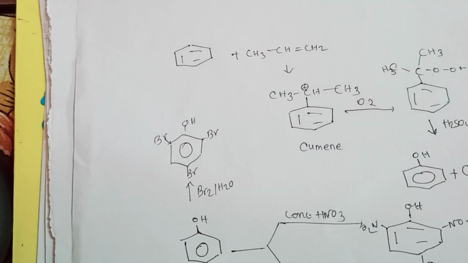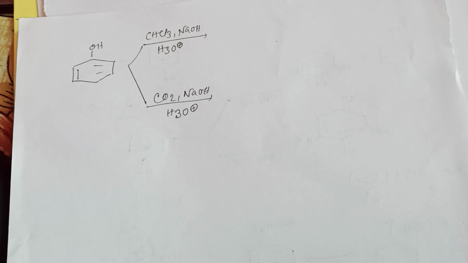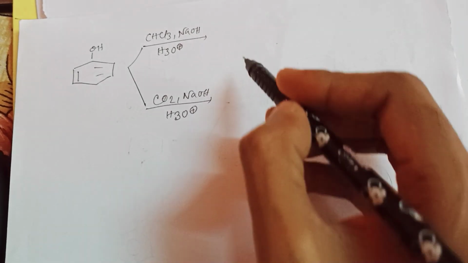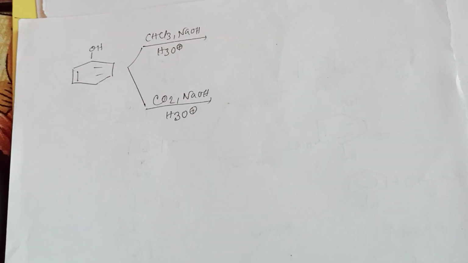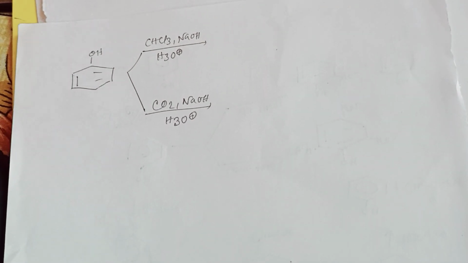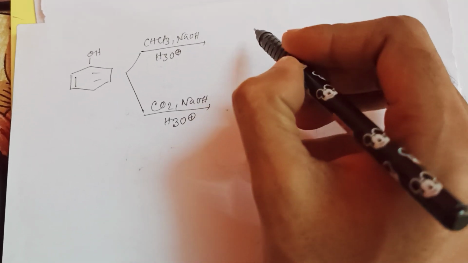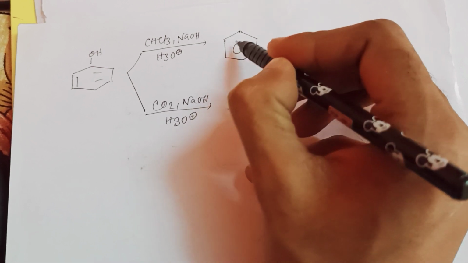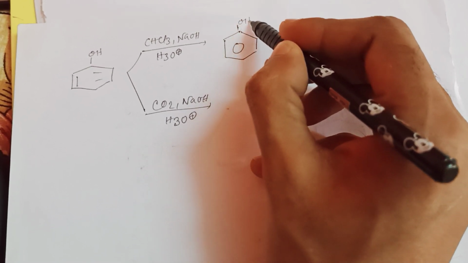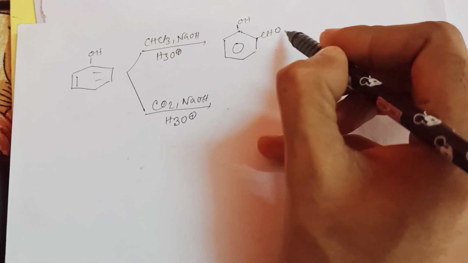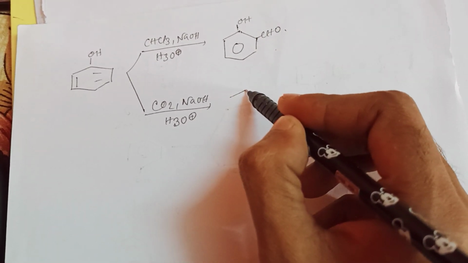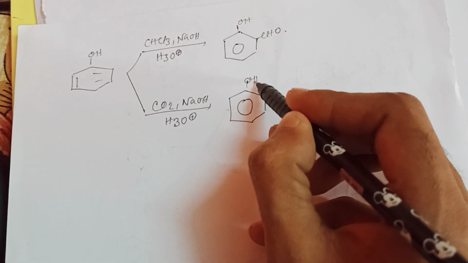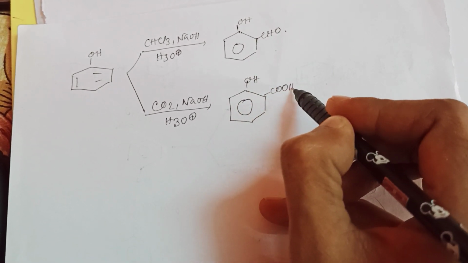Now the next reaction is phenol with CHCl3 and NaOH, then H3O+, and it forms salicylaldehyde. This reaction is called the Reimer-Tiemann reaction. Here benzene has an OH group and a CHO group. Next is the Kolbe reaction, which forms salicylic acid, with OH and COOH.